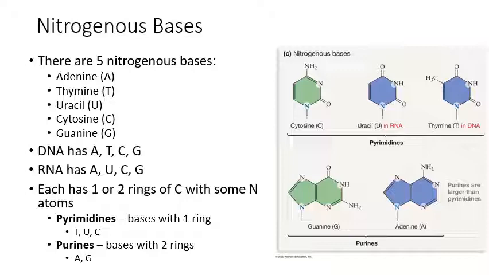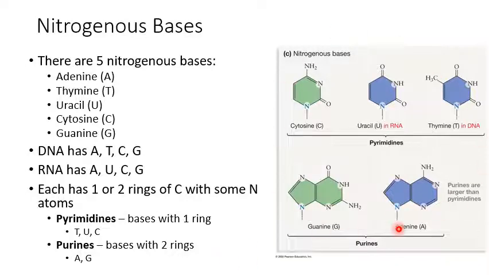Every nitrogenous base is going to have at least 1 ring made out of carbon. It might have 2 rings also, but some of those carbons are actually replaced by nitrogens in the ring, which is why we call it a nitrogenous base. And we can categorize them into 2 different categories based on whether they have 1 ring or 2 rings. So the pyrimidines are the nitrogenous bases that have just 1 ring, and the purines are the nitrogenous bases with 2 rings. The pyrimidines are thymine, uracil, and cytosine, and the purines are adenine and guanine.